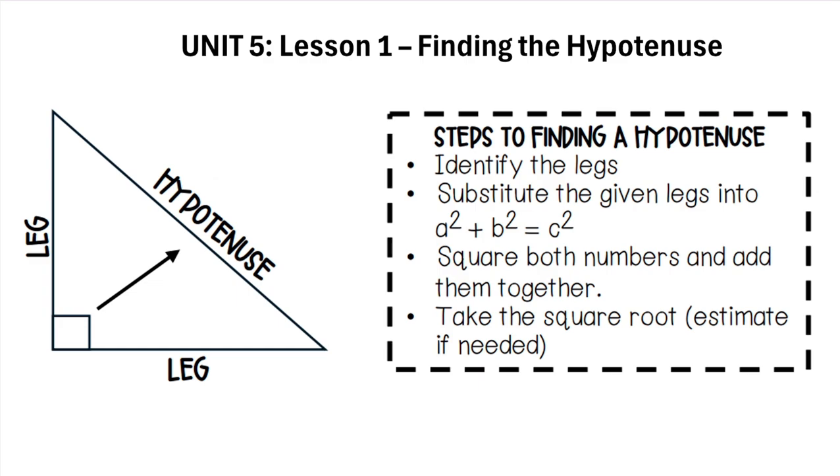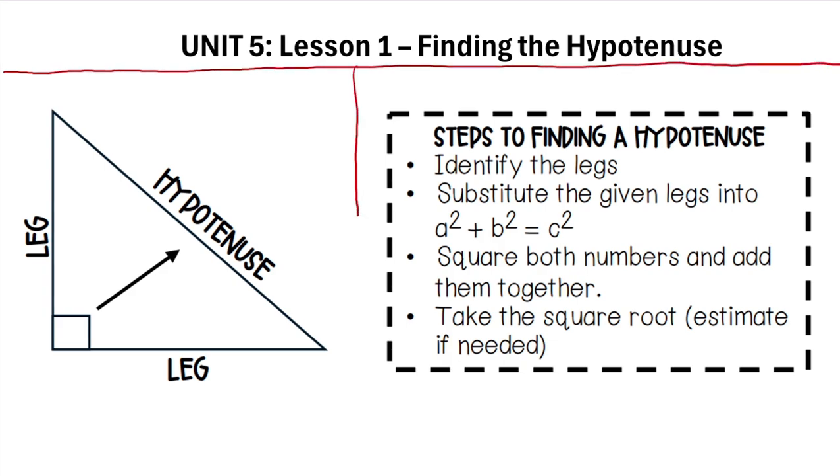So today our focus is finding the hypotenuse. In our two column notes, first we will start by writing the steps for finding the hypotenuse on the right hand side and copying this diagram of a right triangle on the left hand side. All of these four steps for finding the hypotenuse should be in your notes. Identify the length of the legs, substitute those legs into the Pythagorean theorem, square both my numbers for a and b, add them together, and then take the square root.